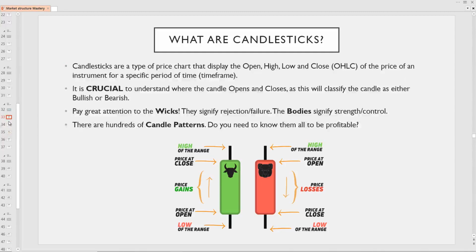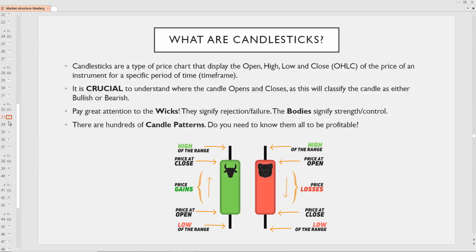So what are candlesticks? Candlesticks are a type of price chart that displays the open, high, low, and close values, also known as OHLC values, of the price of an instrument for a specific period of time. That period of time is your time frame. If you open the daily time frame and you see one candlestick, then this candlestick represents 24 hours of price action. It's important to understand, and we'll look at that in the next lecture, that one 4-hourly candlestick can consist of 4 hourly candlesticks, and for example 16 15-minute candlesticks. Then I'm going to give you a little exercise to practice that as well.